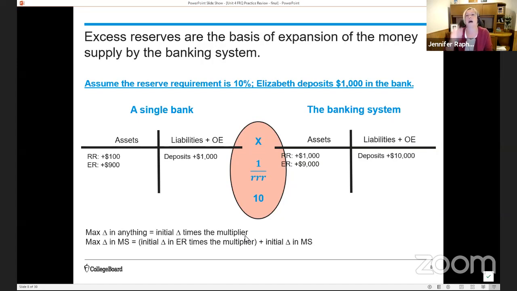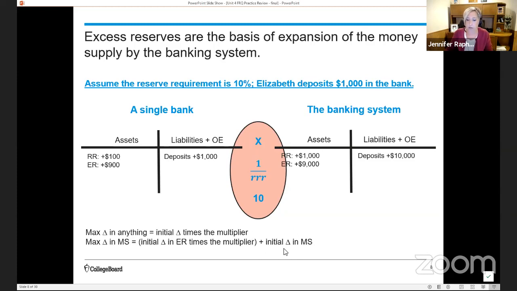There are questions that ask, what's the maximum change in loans? What's the maximum change in total reserves? And what's the maximum change in the money supply? So here's a formula for all seasons. The max change in the money supply is equal to the initial change in excess reserves times the multiplier plus the initial change in the money supply.